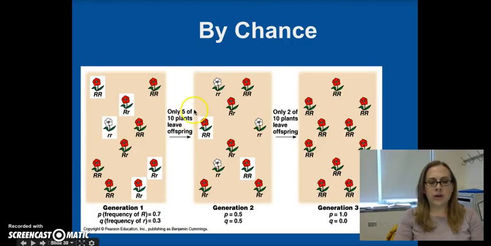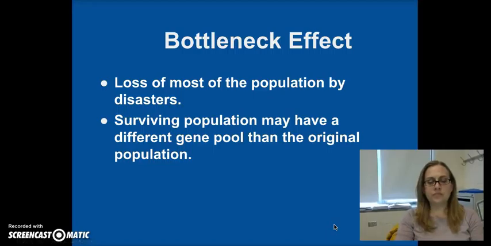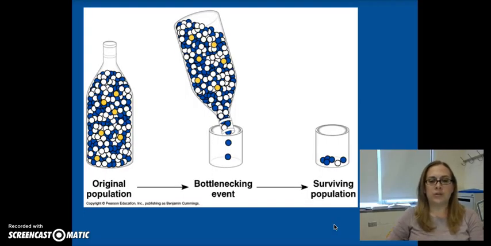By chance, only 5 of the 10 plants leave offspring. And so what happens now is we are going to see a change, you can see down here, in the allele frequency. And then if only 2 of the 10 plants leave offspring, we see a further change. And so now we no longer have any of the recessive alleles in this population. The bottleneck effect is going to be a loss of most of the population by disasters. And then the surviving population may have a very different or slightly different gene pool than the original population.